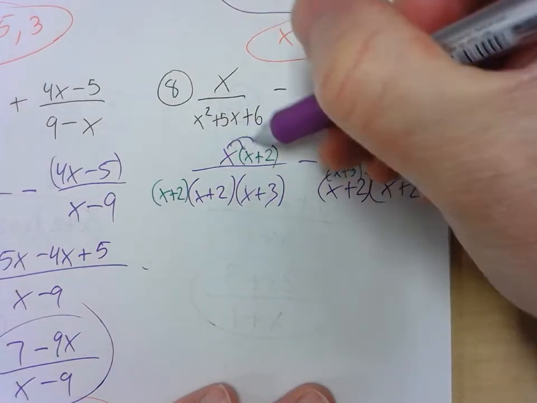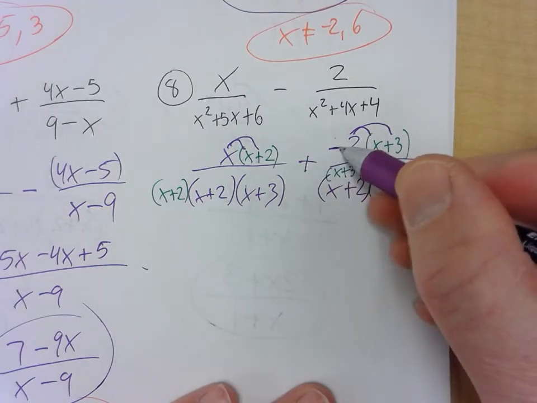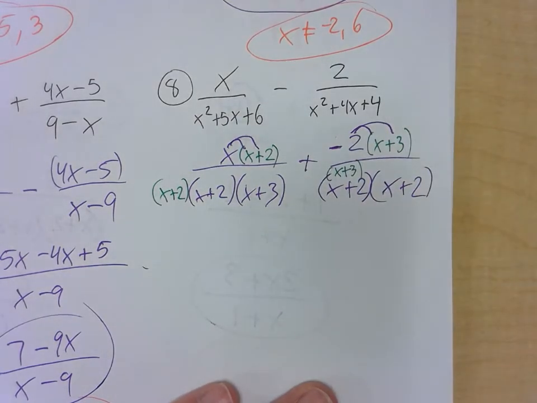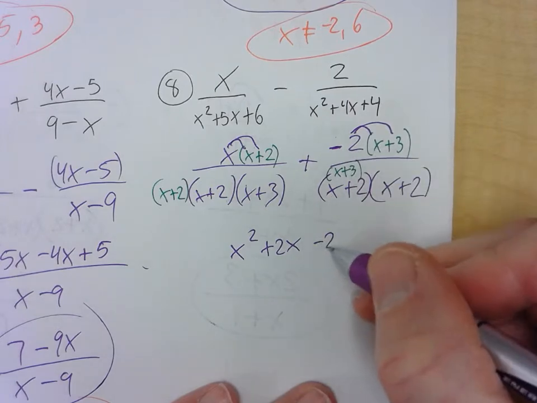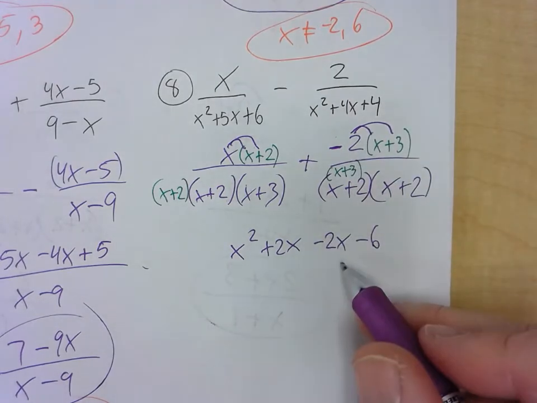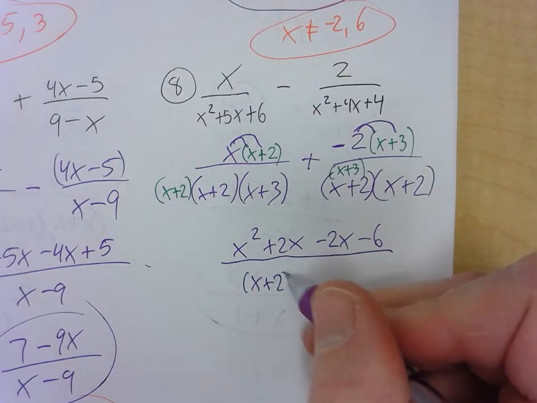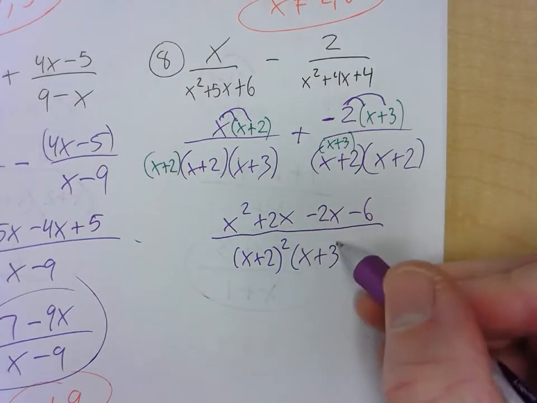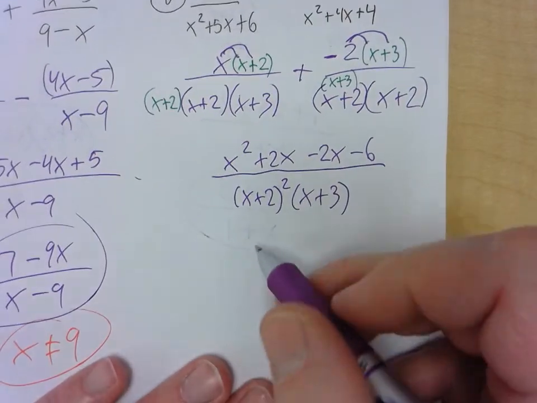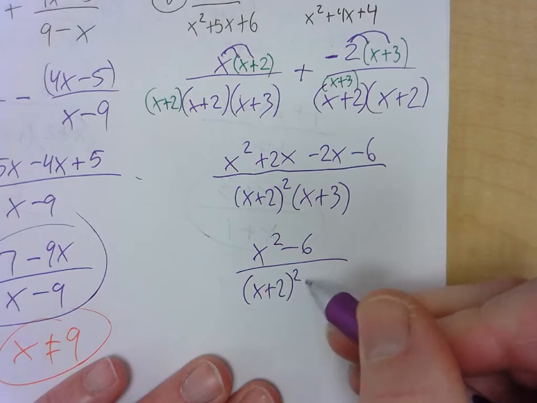So distribute, distribute, distribute, distribute. Make sure you distribute negative 2. So I'm going to change this to add negative 2 to distribute the negative 2 through the parentheses. Okay, so now going on, so we get x squared plus 2x. Negative 2 that, negative 2x minus 6. Oh, those are going to cancel out. That's cool. I'm going to write that down as x plus 2 squared because it's 2 of them. And then x plus 3. The x's cancel out, so I'm left with x squared minus 6 over x plus 2 squared, and then x plus 3.